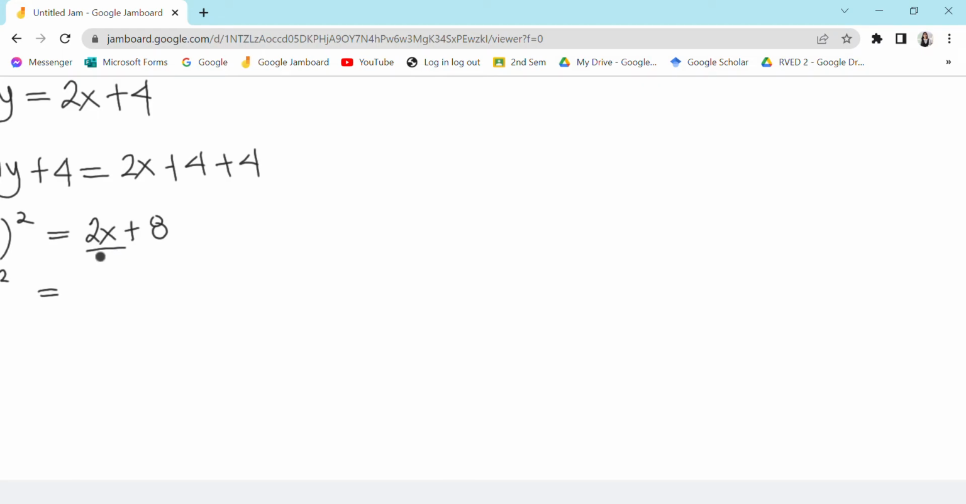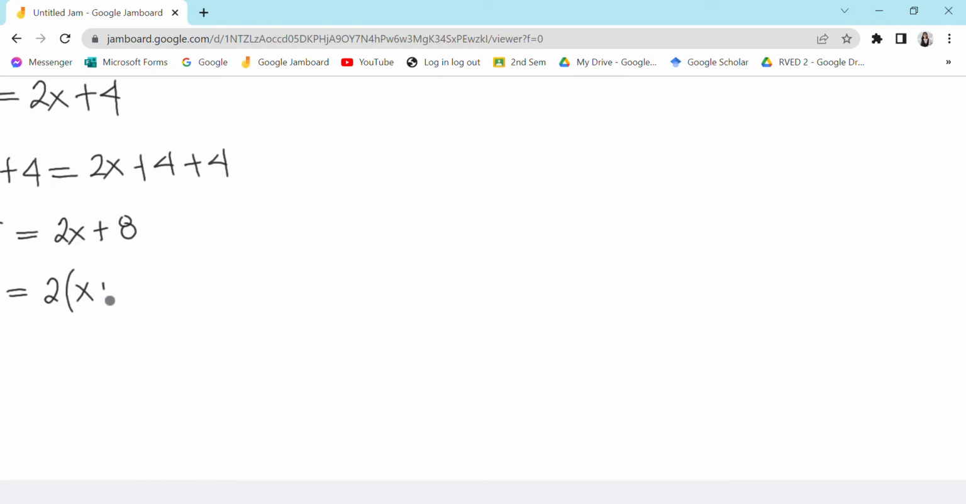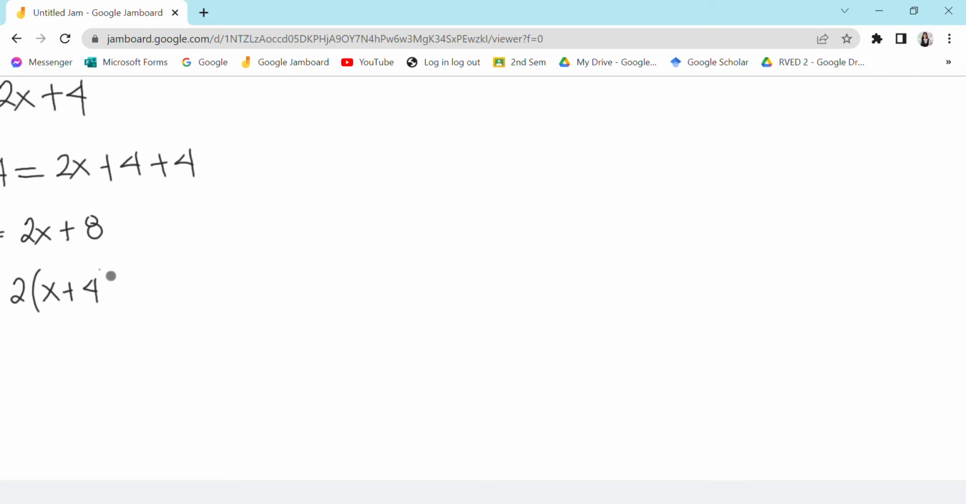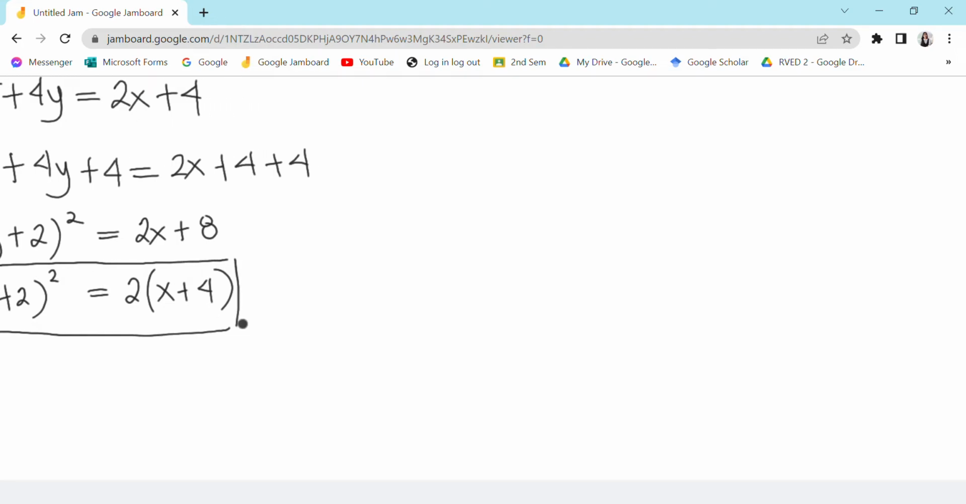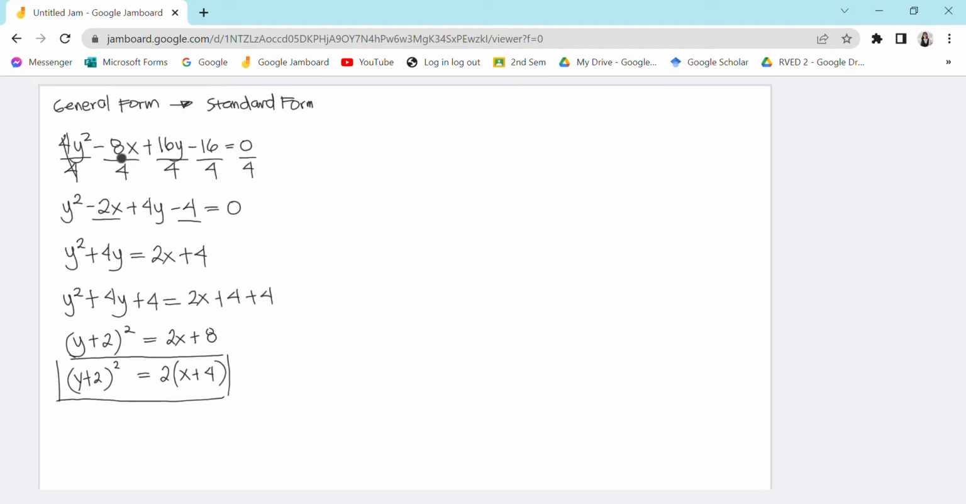Okay? So, our 2 should be factored out. So, you'll have 2 times, 2x divided by 2 is x. 8 divided by 2 is 4. So, you have 2 times x plus 4. And then, this is now the standard form of the equation for our parabola. That is from this equation. This is the first solution.